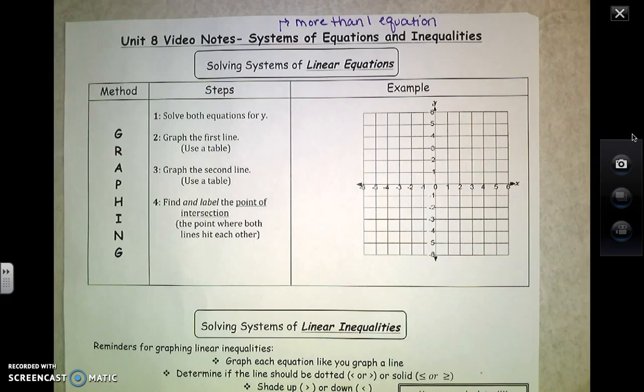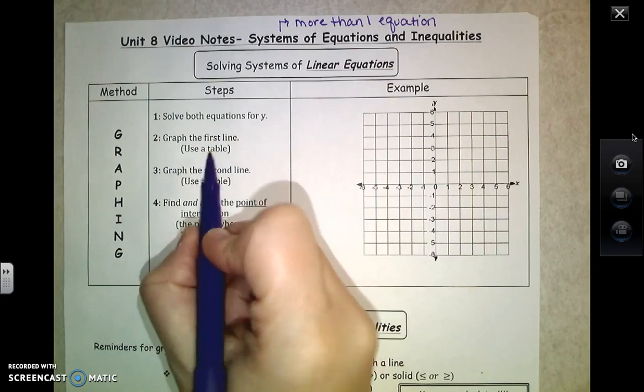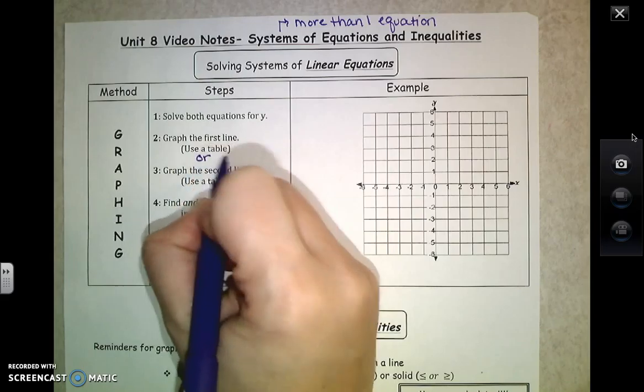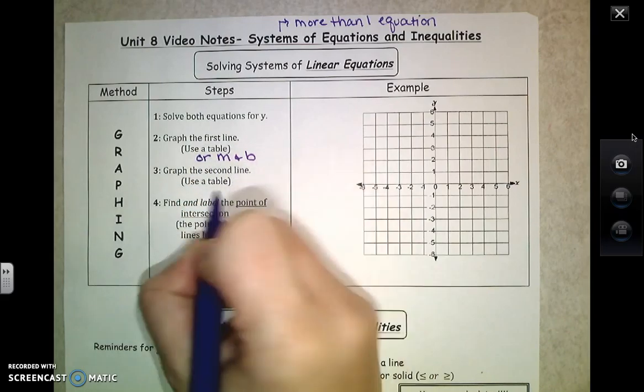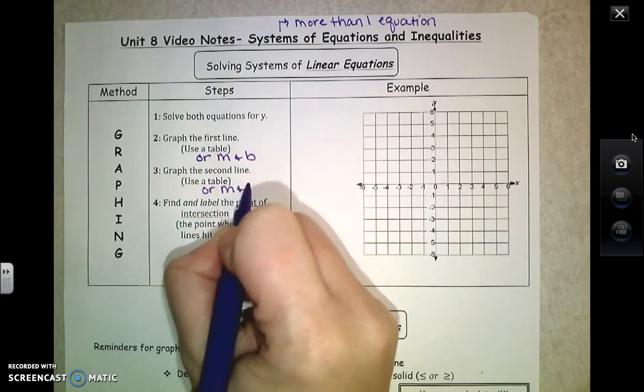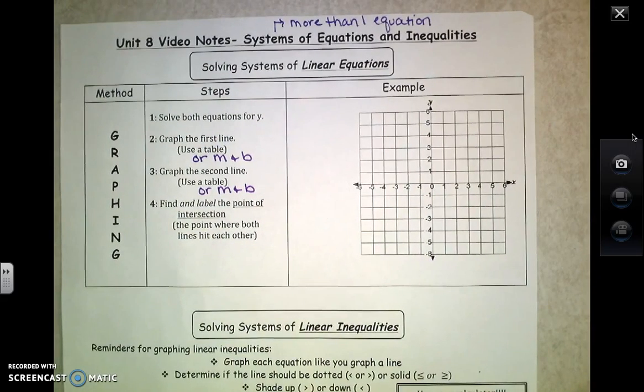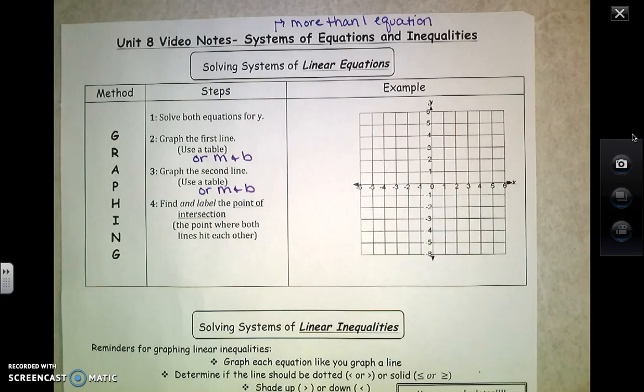We're going to do this by solving both equations for y, and then graphing the first line and then graphing the second line. I did put on here to use a table, or you can use m and b. You can use the table or you can use the slope and the y-intercept, which is what we're going to do today because most of you won't have a calculator to generate a table from. And then we're going to find the point of intersection. If you picture graphing two lines together, most of the time they'll intersect, and we're going to find the point where they intersect.